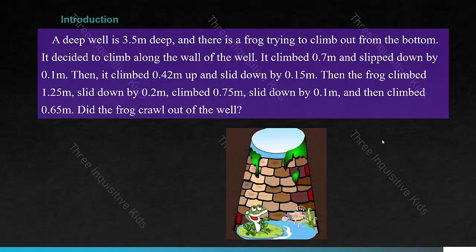We don't have to do this problem, don't worry. But how you would do this is 0.7, because it climbed up by 0.7, and then when it slipped down, that would be a subtraction. So that would be minus 0.1. Then it climbed up by 0.42 meters, so add 0.42, and then slid down by 0.15, so we're going to subtract 0.15. And we keep adding and subtracting to see if in the end our answer is greater than or equal to 3.5 meters, which is how deep the well is.